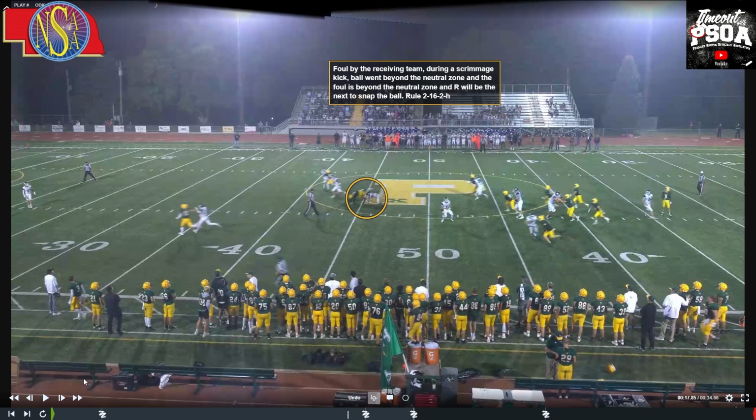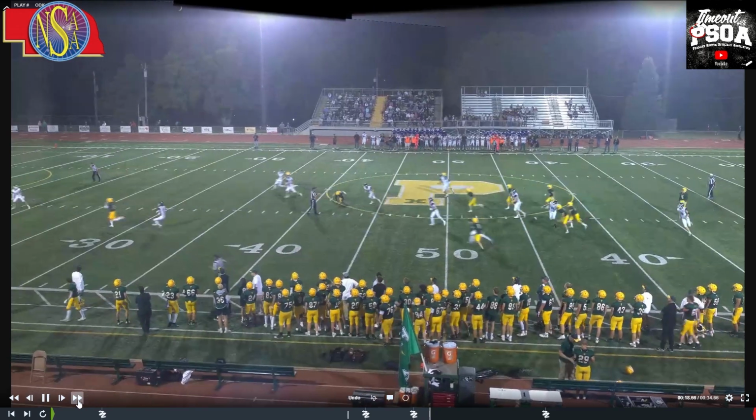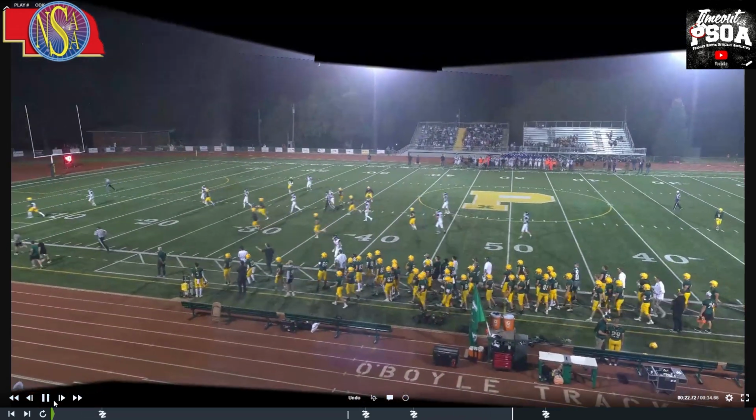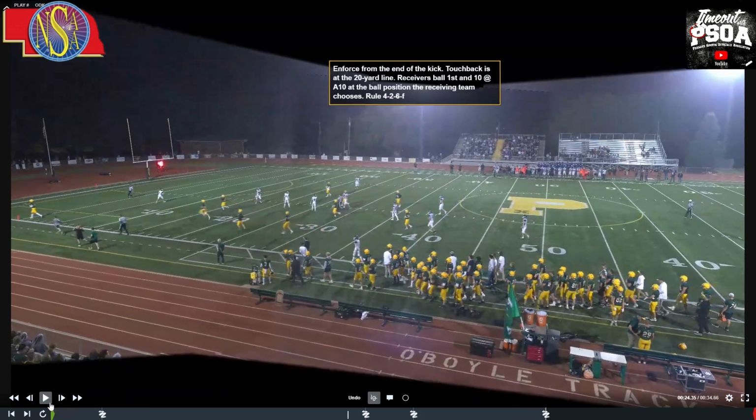And you could go to PSK rule 216-2H. So as we play this out, the result of the play is going to be a touchback. So now that last component is true. The receiving team will be the next team to snap the ball. So now the enforcement spot is end of the kick for PSK. That is the 20-yard line on a touchback.